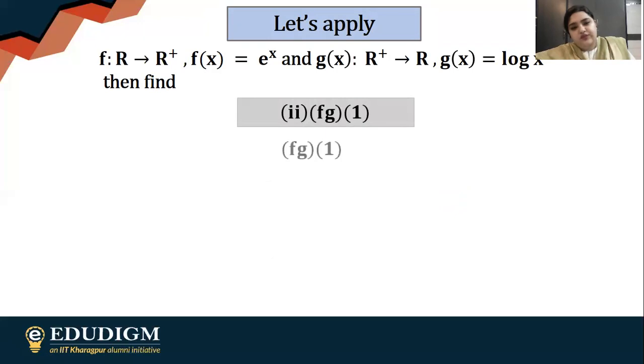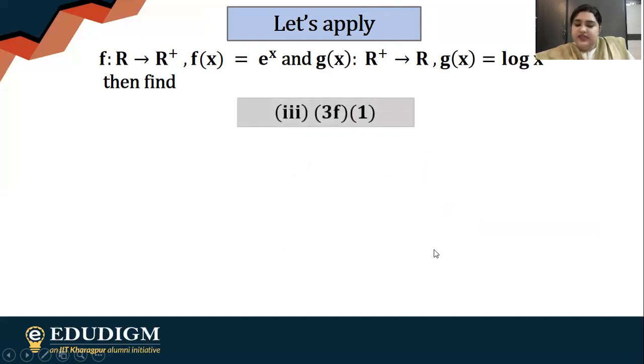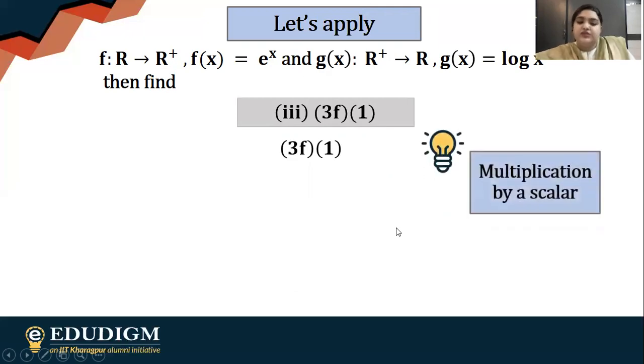(f into g)(1): you take the corresponding values and you multiply them. We have already found the values from the previous example, so it's going to be e into 0, which is 0. The third example is (3f)(1). What is 3f? It's nothing but the scalar multiple. So this 3 can come outside and we have to take the value of f(1). Put x equals 1 in f(x), and this is what you're going to get.